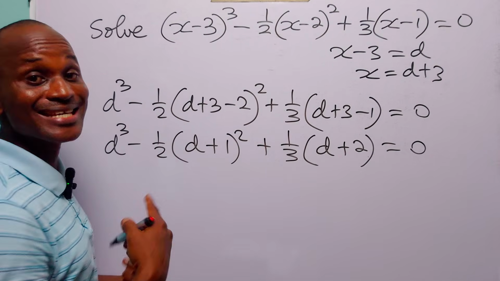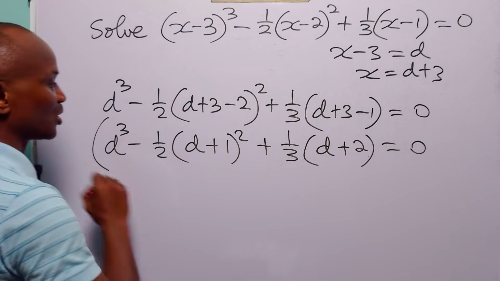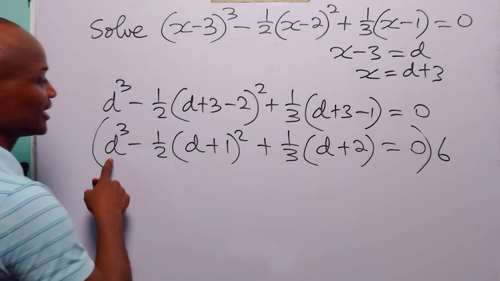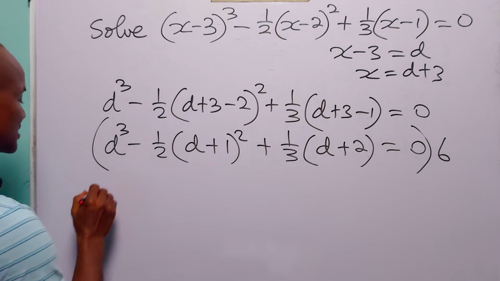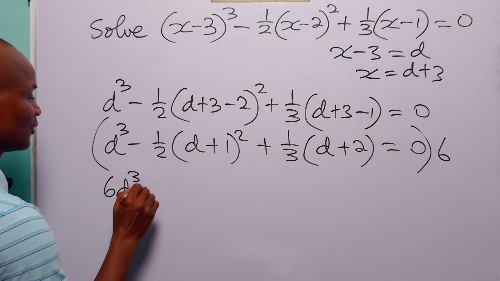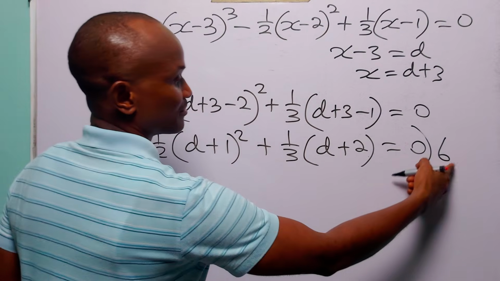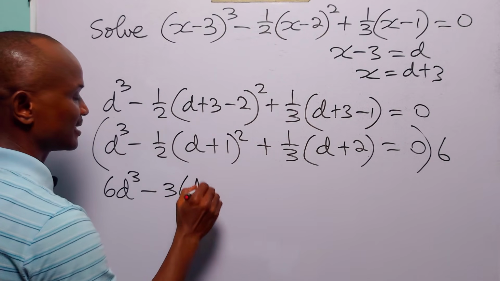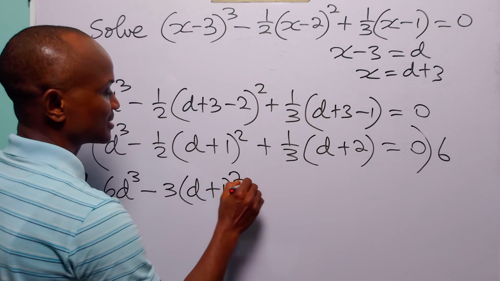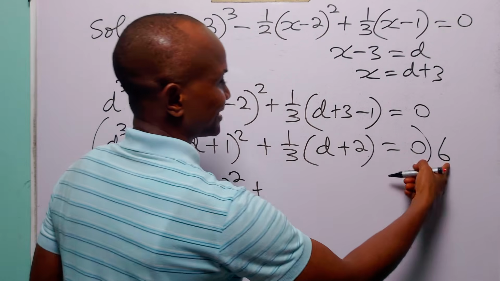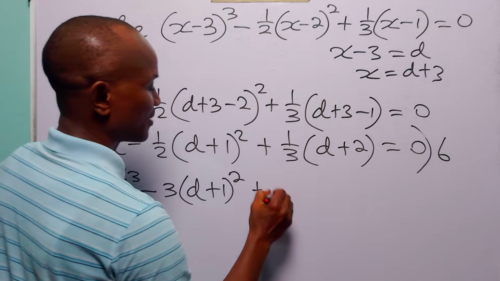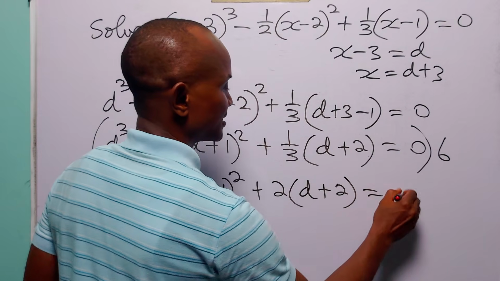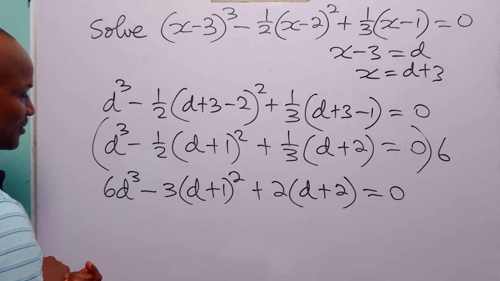Next, let us take care of these fractions. 2 times 3 is equal to 6. So we are going to multiply through this equation by 6. Now d cubed times 6, of course, is 6d cubed. Half times 6 is 3. So this is 3 times d plus 1 squared. 1 over 3 times 6 is 2. So here we have 2 times d plus 2, and this is equal to 0.